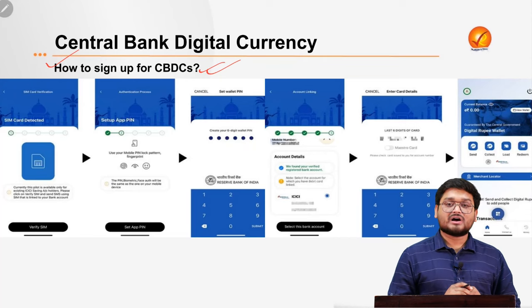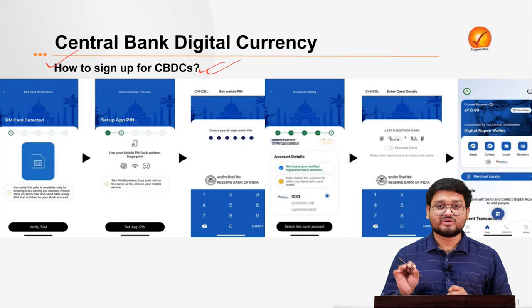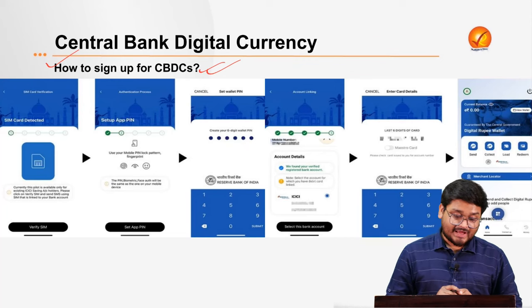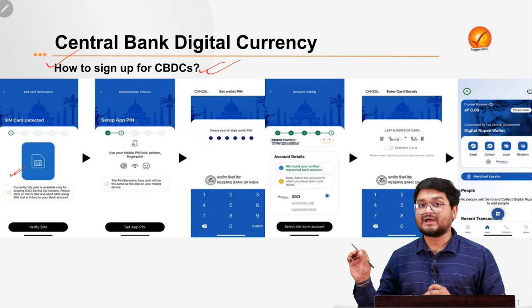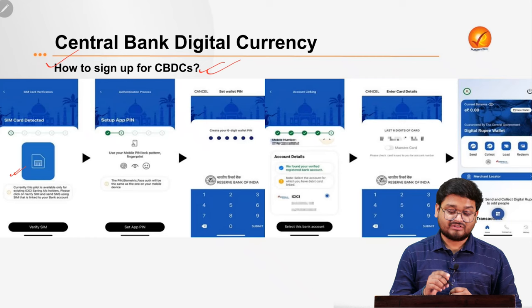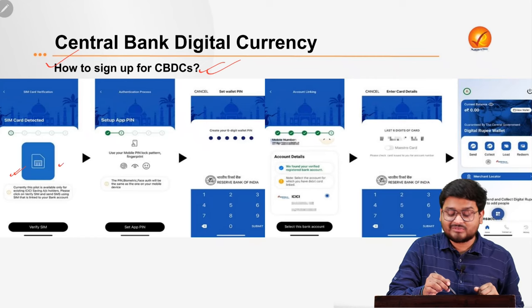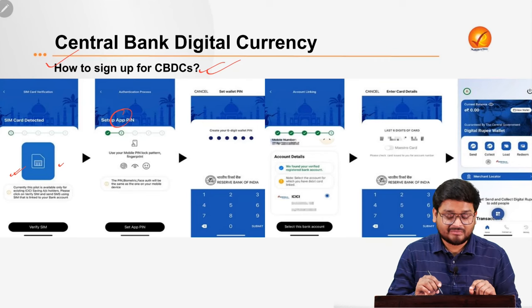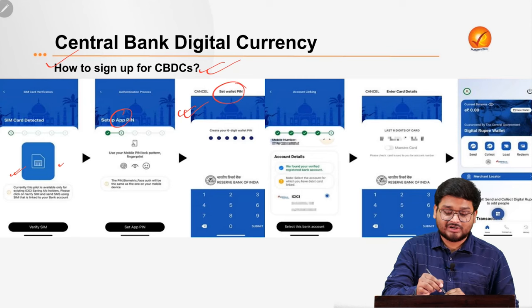Now firstly, if you want to add money to your CBDC account, you have to download the particular CBDC app from the Play Store according to your bank, and then you have to have the same card which is linked to your bank account present in your phone. So that is the very first step of authentication. The second step is that for the CBDC application, you need to set up a PIN. Then you need to set up a wallet PIN, also a third factor.